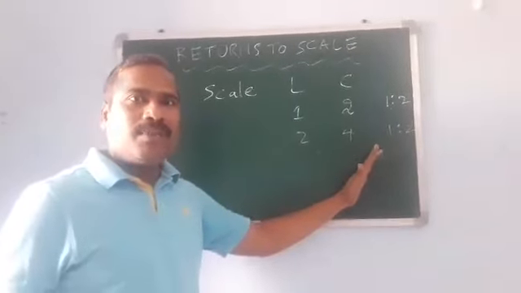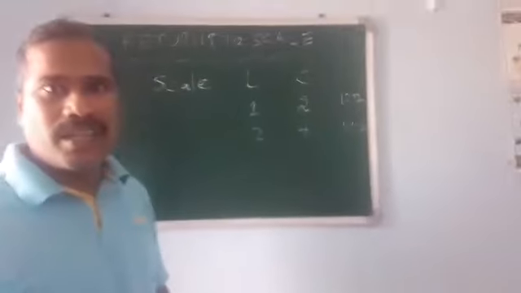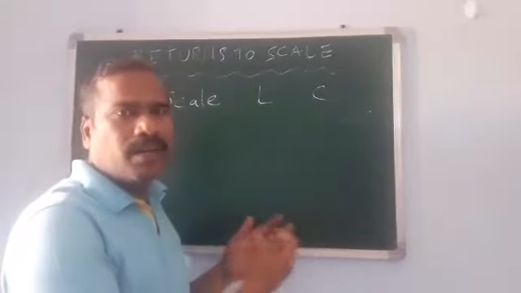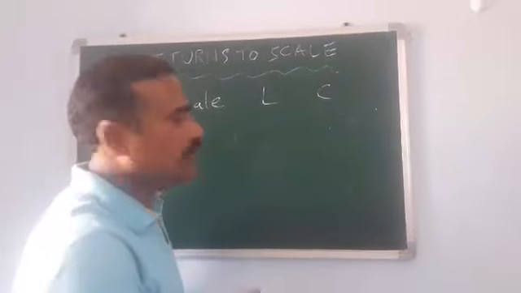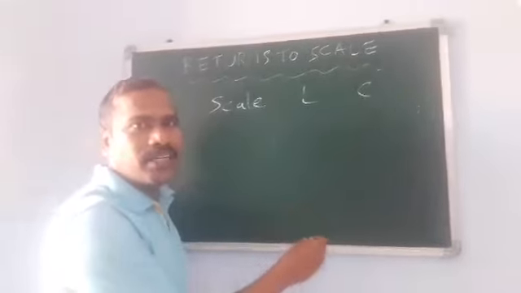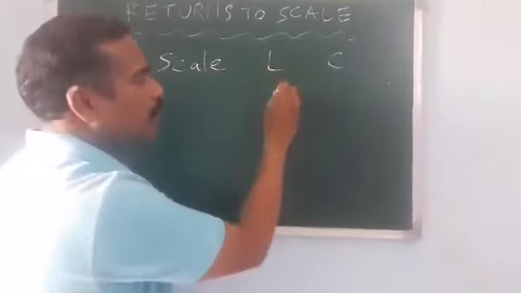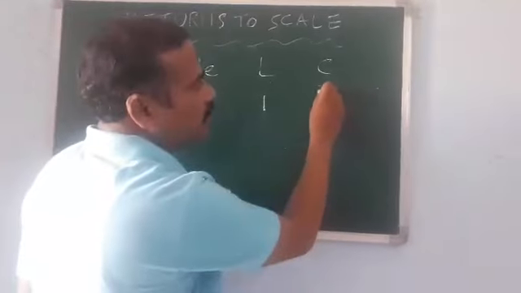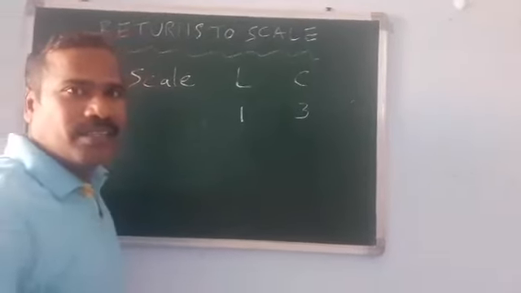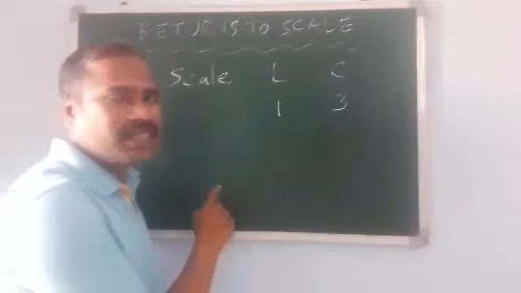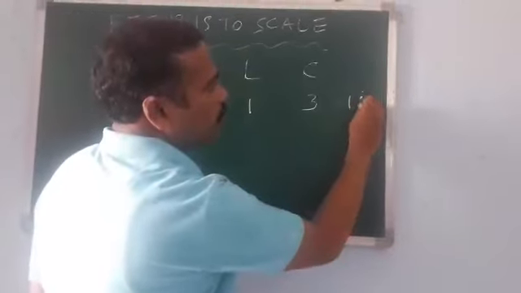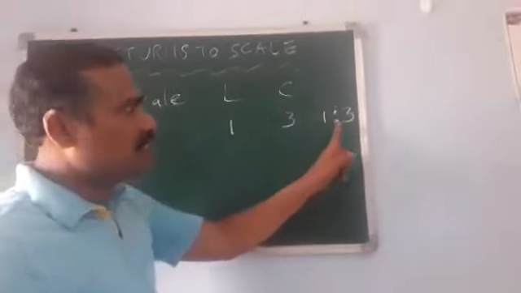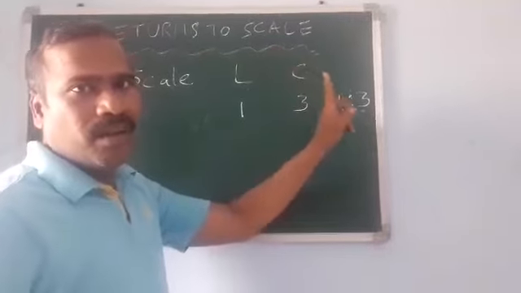Okay, for example, if you take another product, now we are going to produce another product, say a Y product. For that, the labor required is 1 unit and the capital required is 3 units. Then what is the scale for this product? 1:3.